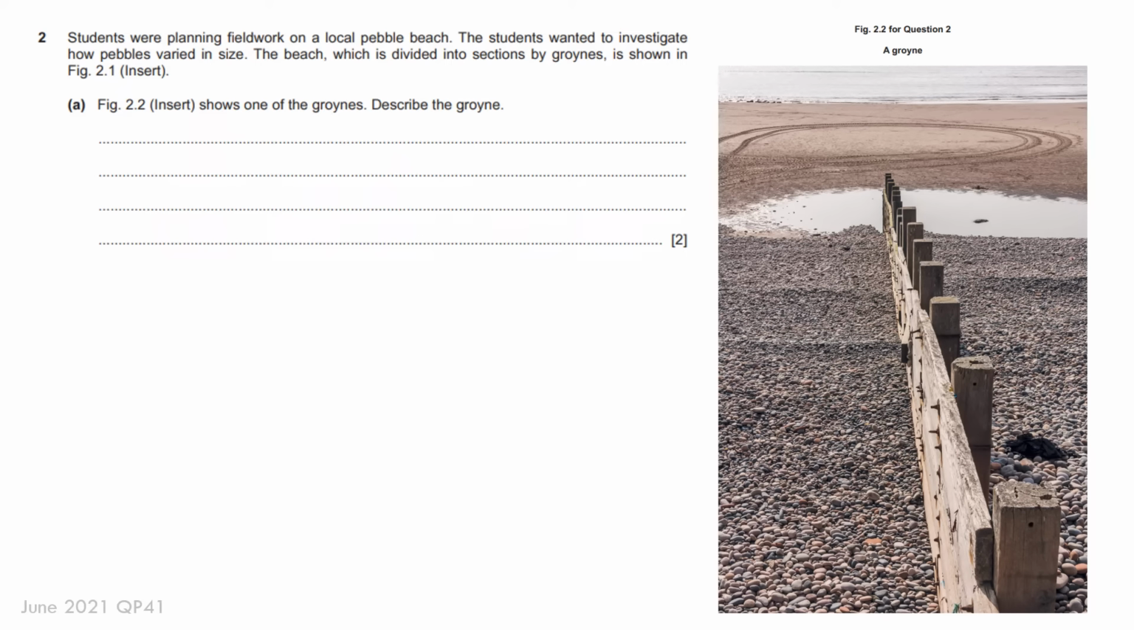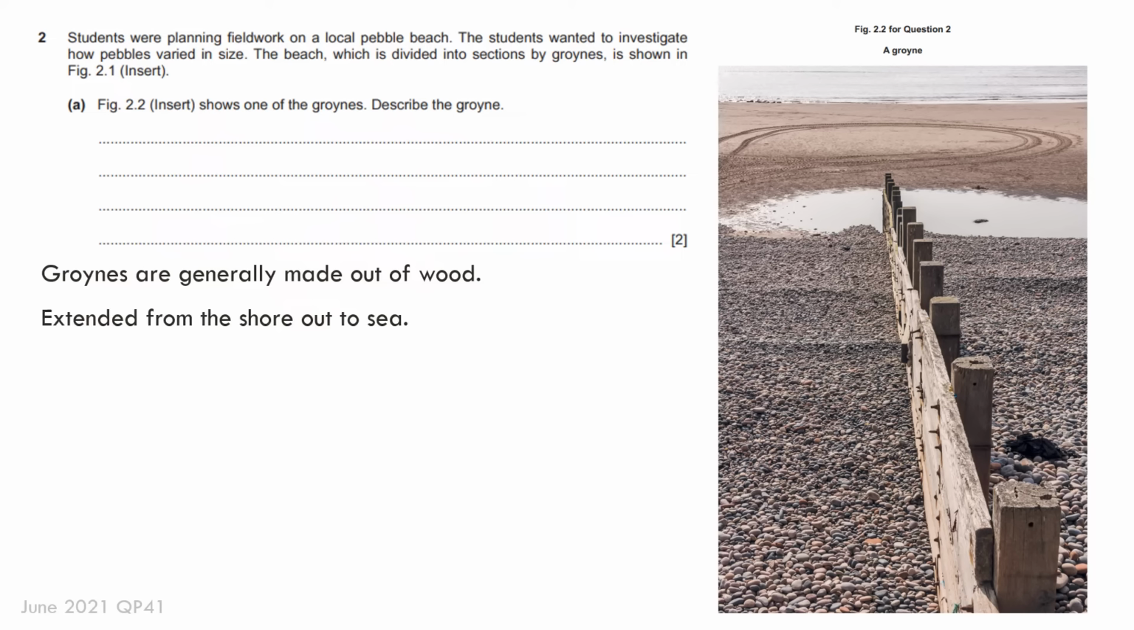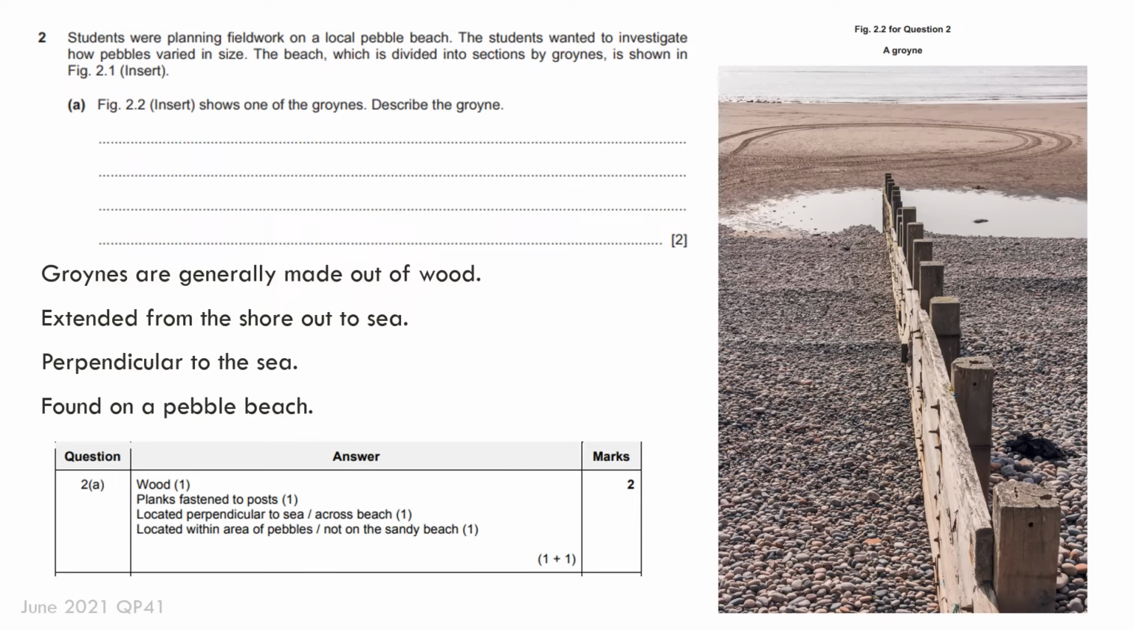So here you can see some of the questions. Figure 2.2 shows one of the groins. Describe the groin. So we can say that groins are generally made out of wood. They extend from the shore out to the sea, and they usually run perpendicular to the sea. And we tend to see groins on a pebble beach. You might see them on some mixed sediment beaches as well. And again here, you can see the various characteristics of what a groin is.